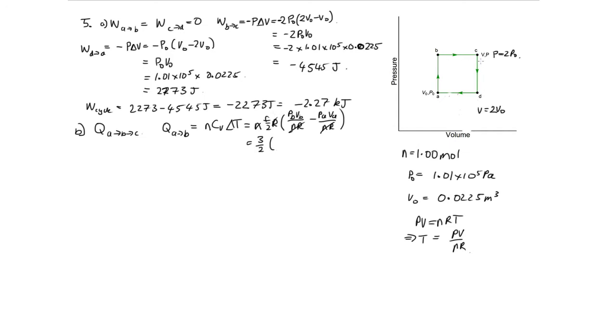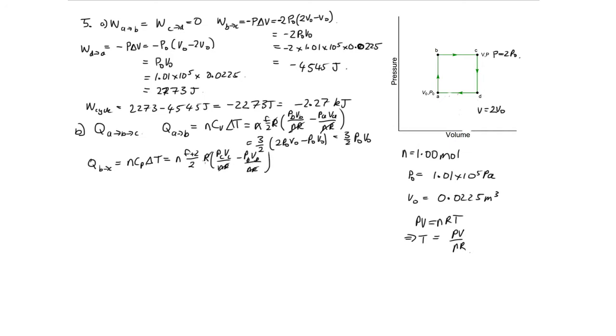Now the pressure at B, that's 2P naught. The volume at B is still V naught, and this is minus P naught V naught. And so this is equal to 3 over 2 P naught V naught. Okay, so we've found Q from A to B. We also need to find Q from B to C. Now in this case, it's a constant pressure process. So we have n times f plus 2 on 2 R, and we've got PC VC on nR minus PB VB on nR.